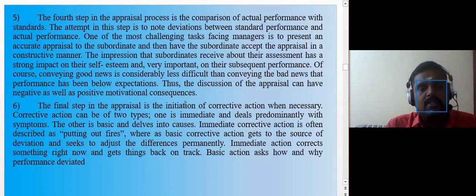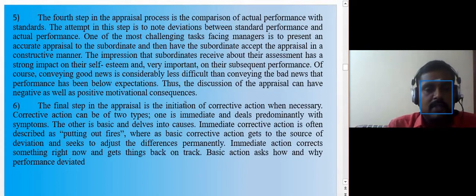One of the most challenging tasks facing managers is to present an accurate appraisal to the subordinate and then have the subordinate accept the appraisal in a constructive manner. The impression that subordinates receive about their assessment has a strong impact on their self-esteem. There is no doubt about that. And thus the decisions of the appraisal can have negative as well as positive motivational consequences.